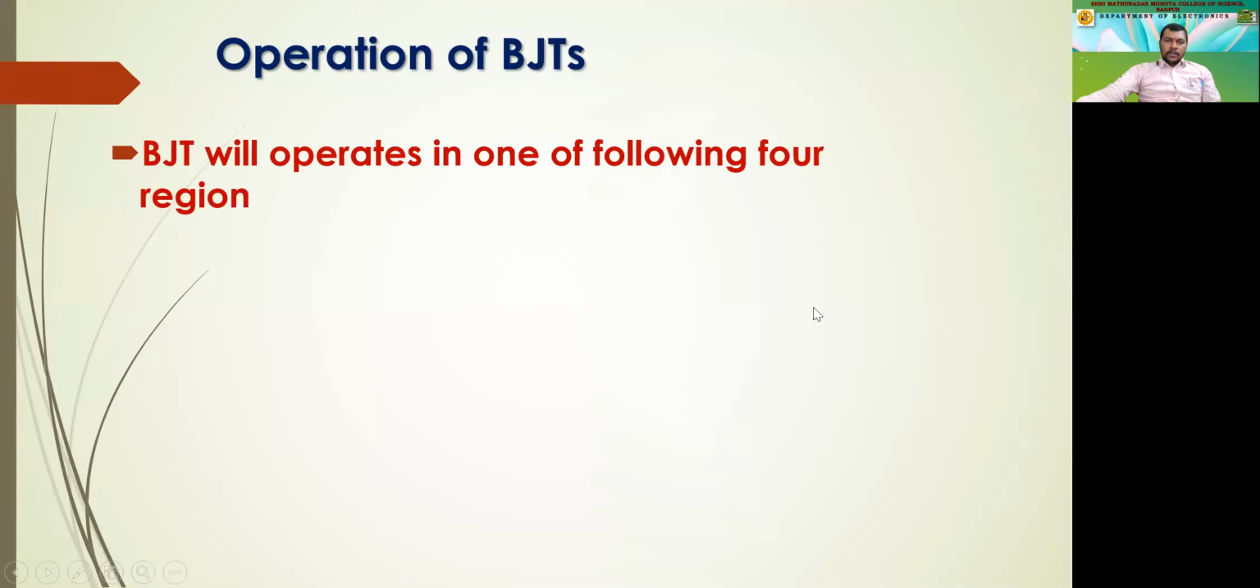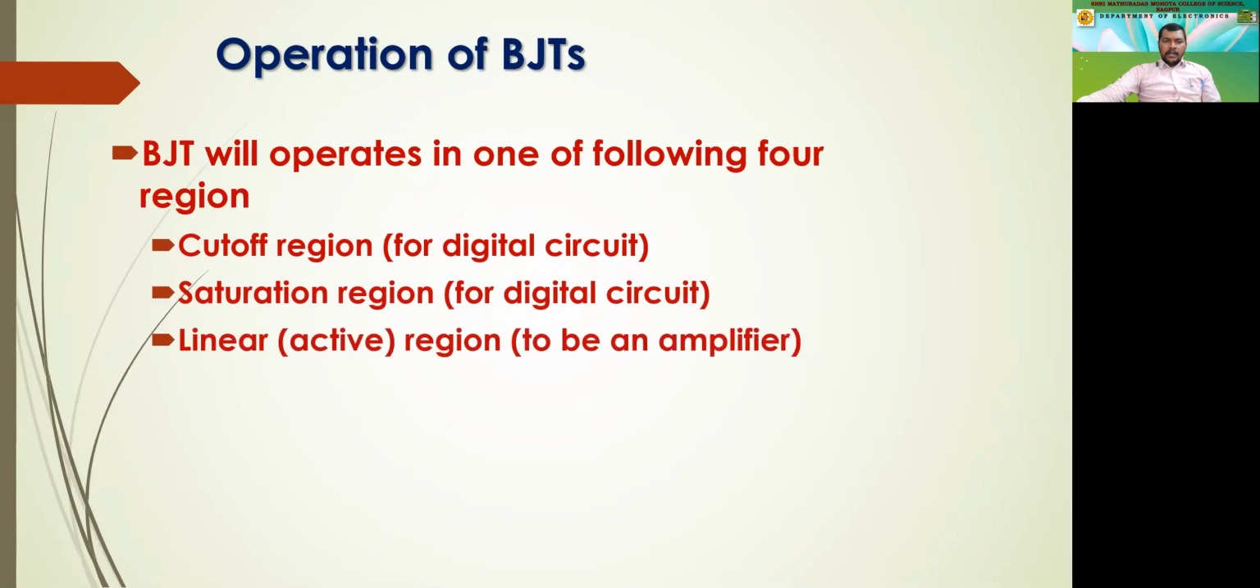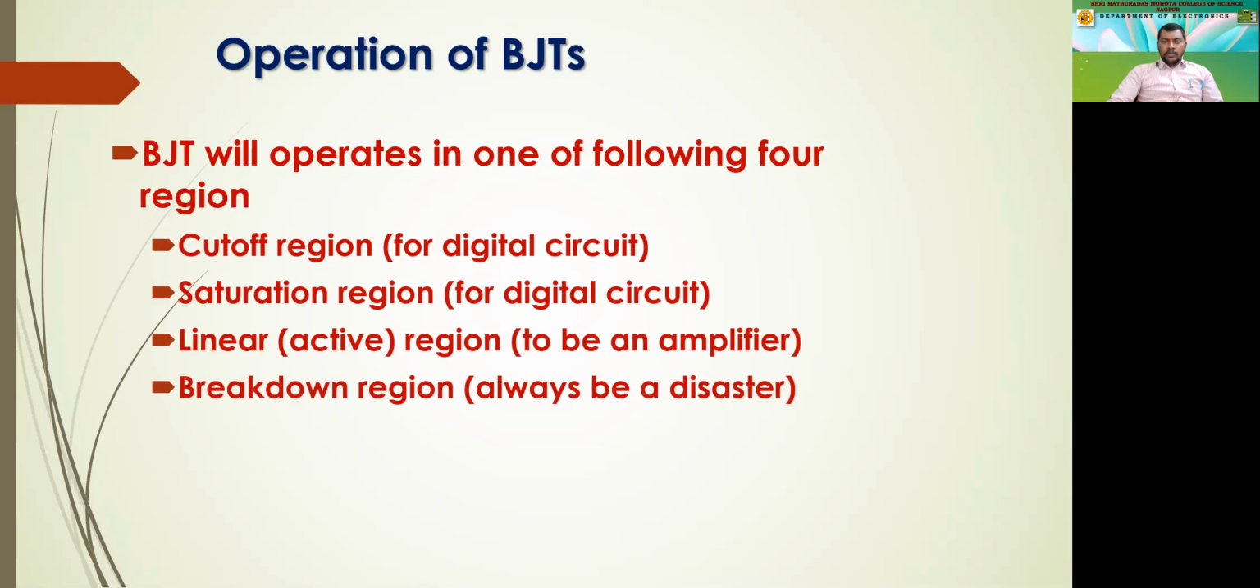Operations of BJT, this is more important. A BJT will operate in one of four regions: the cutoff region, the saturation region, the linear active region to be an amplifier, and the breakdown region, which is always a disaster. So we are going to use it only in the linear, that is the active region, of an amplifier. Now, how are we going to decide it? We have the cutoff region, the saturation region, and the linear region.